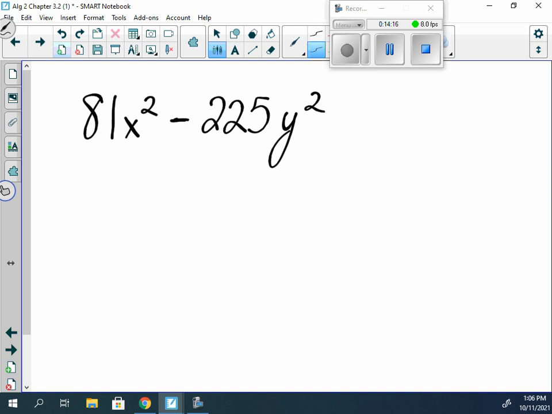Now, 81 and 225. For those of you, I don't know if any of y'all actually have a calculator on you. Are they perfect squares? Is there a number that times itself is 81? 9. Is there a number that multiplied by itself is 225? It is. There's 15. Is there a greatest common factor between 81 and 225?